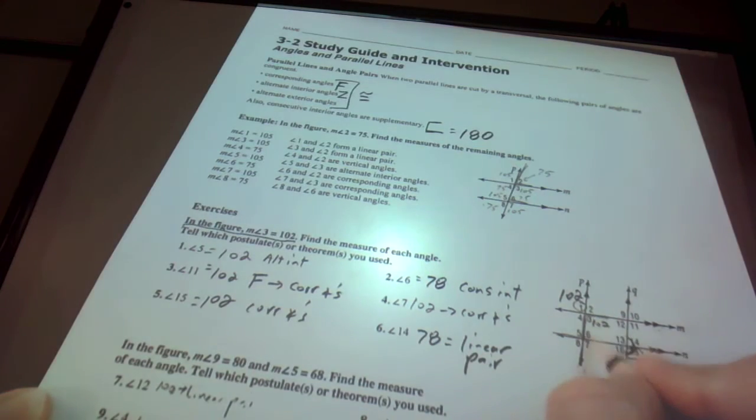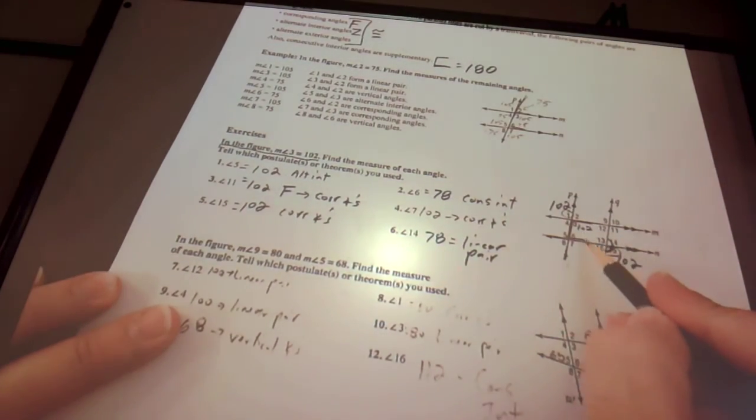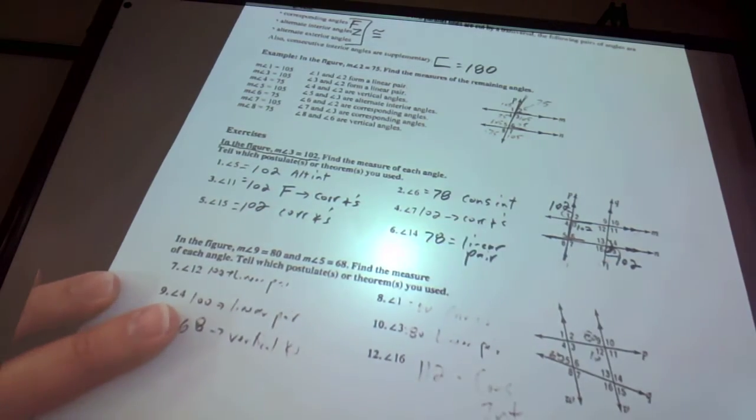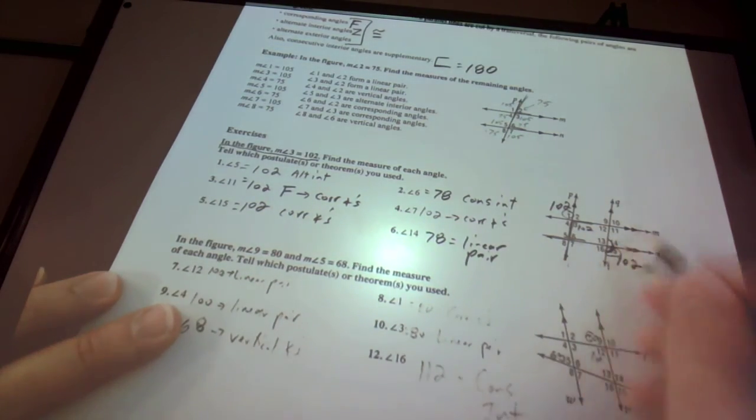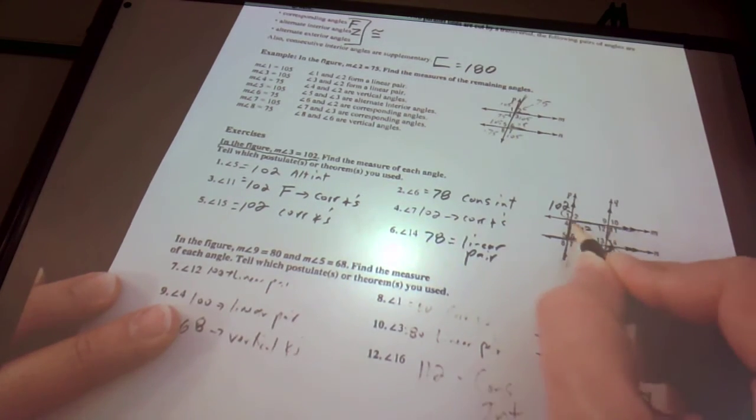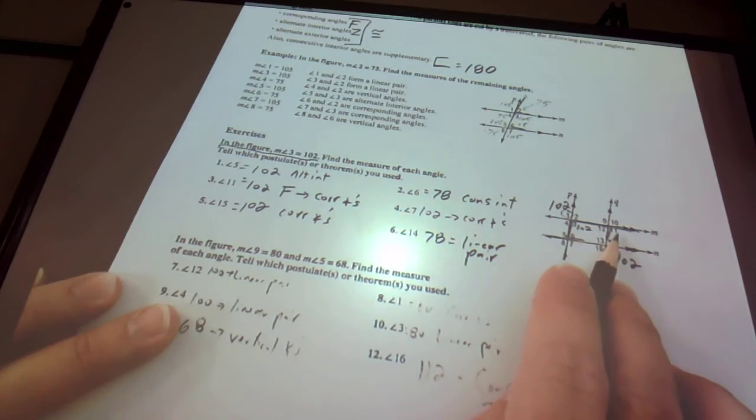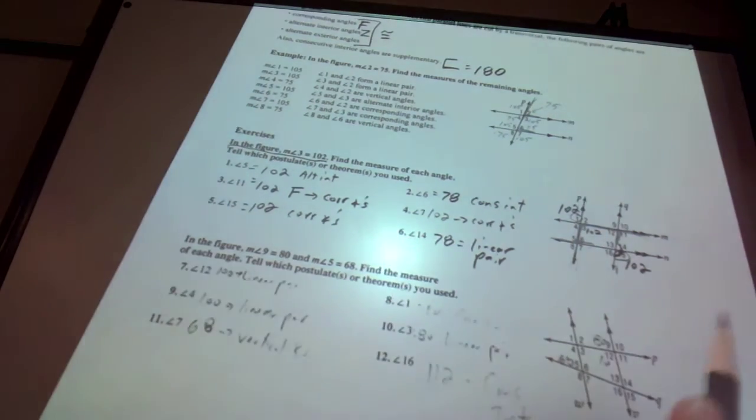Okay, angle 6. Where's angle 6? Right here. That makes the C with angle 3, so they add up to 180. If angle 3 is 102, then that makes angle 6 78 right there, because they're consecutive interior. All right, here we go. Angle 11, sitting right over here. Well, with angle 3, that makes the F. If it makes the F, they're congruent, because that's corresponding angles. So if 3 is 102, then 11 is 102.